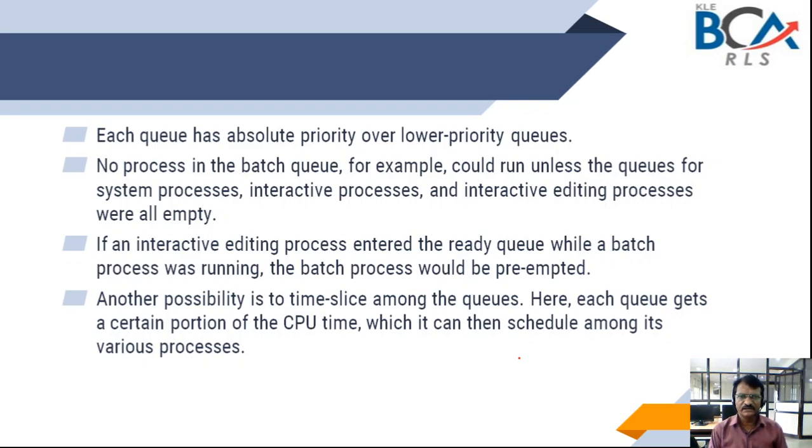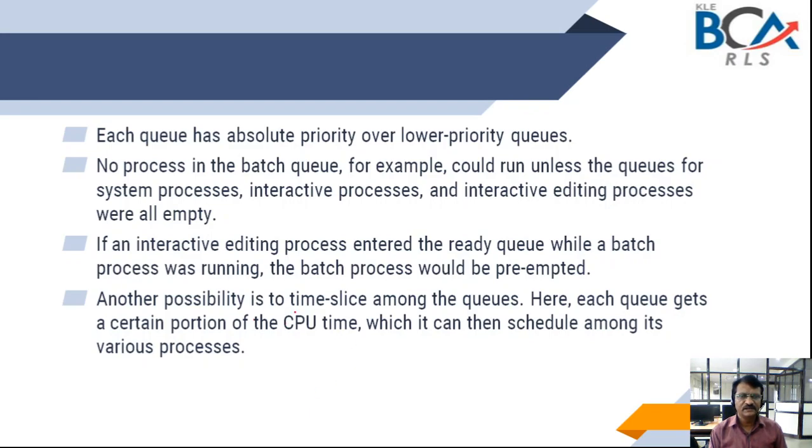No process in the batch queue, for example, could run unless the queues for the system processes, interactive processes, and interactive editing processes are empty, and then others will start executing. If an interactive editing process entered the ready queue while a batch process is running, then the batch process would be preempted. So we need to understand that lower priority processes are preempted to give the CPU to the higher priority processes.